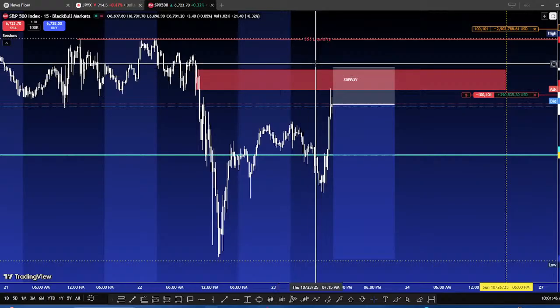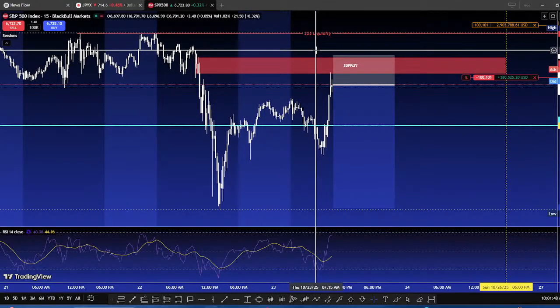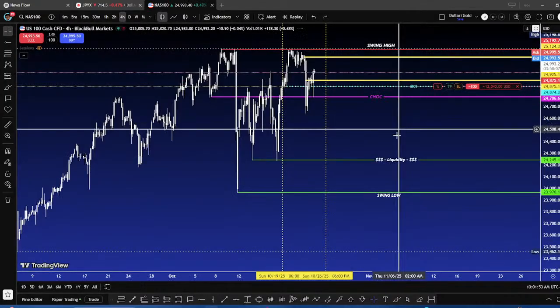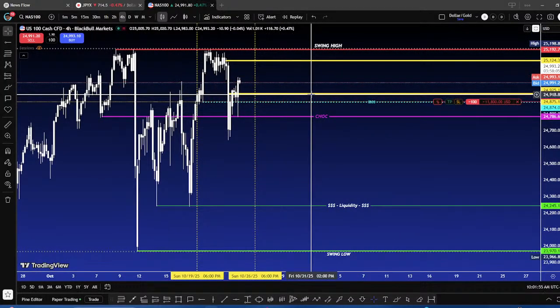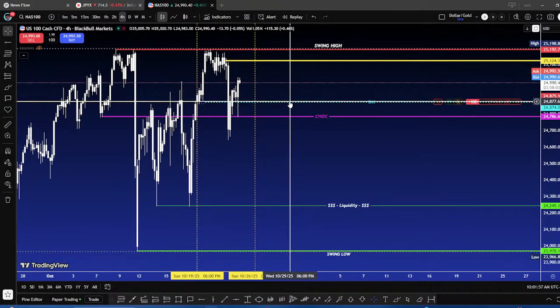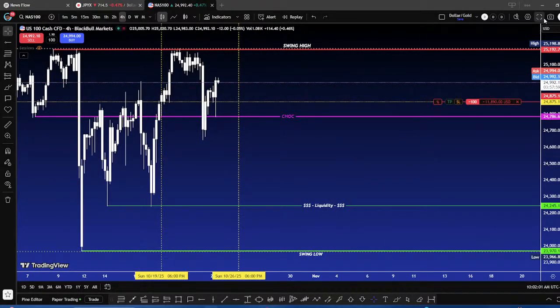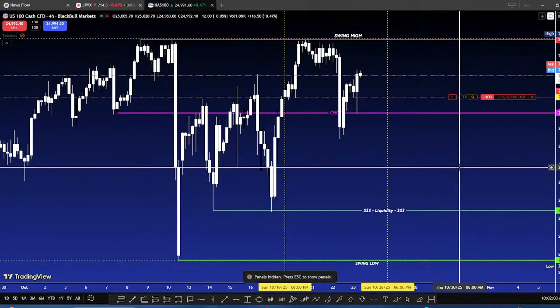Okay, either way, let's get over to NAS, see what NAS is looking like. Most likely just like SPY. Yep, indeed. So I'm going to clean up the charts. All right, get rid of this and that and everything in between. All right, let's really get to it.